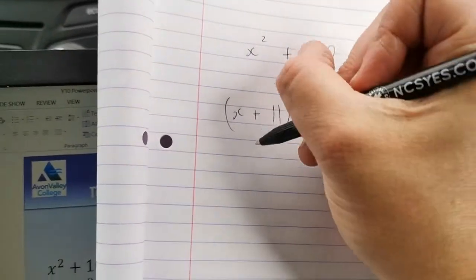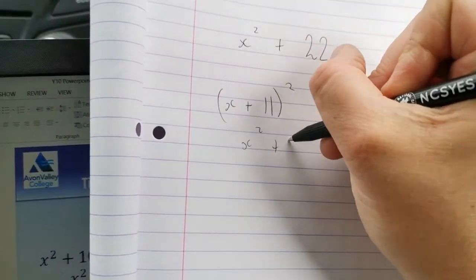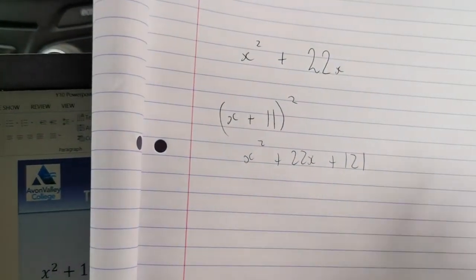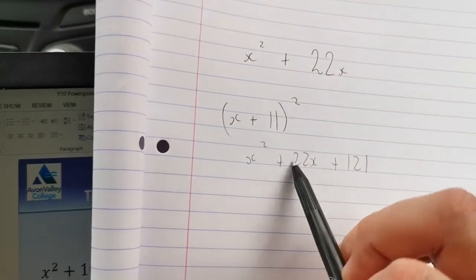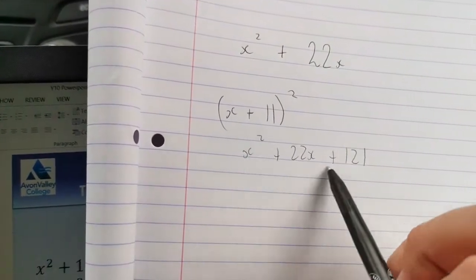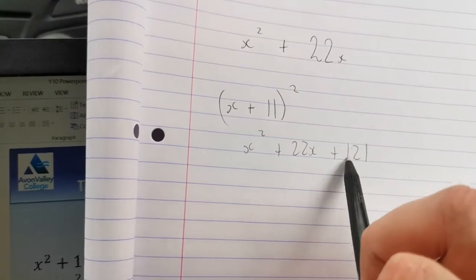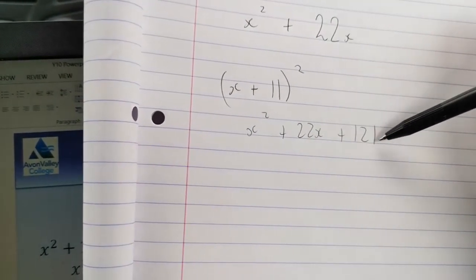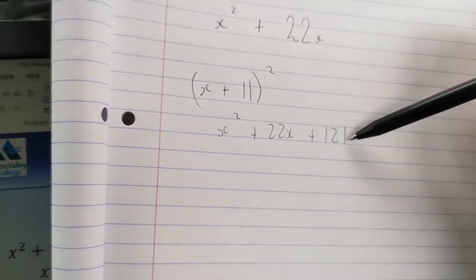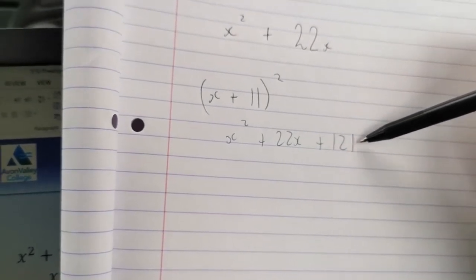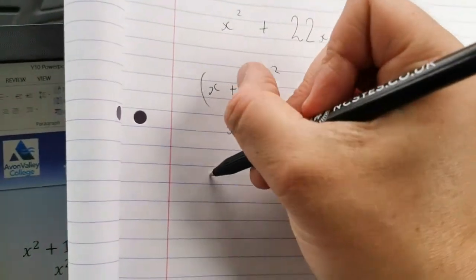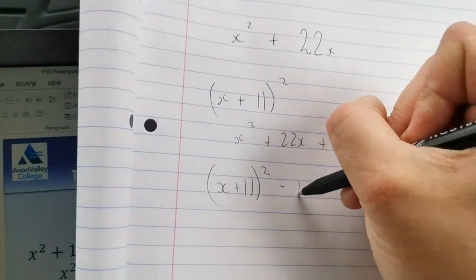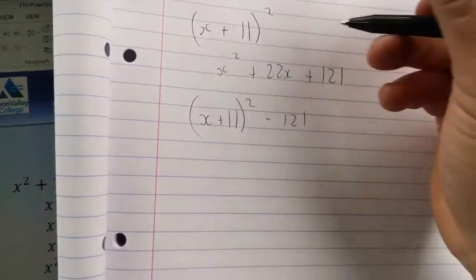So let's expand this out. I'd get x squared plus 22x plus 121. So this becomes x squared plus 22x plus 121. But I don't actually want this 121, do I? Because if I've got x squared plus 22x, I don't want this 121. So what I'm going to do, I'm going to get rid of that 121 by doing x plus 11 squared take away 121. Now let's expand that out.